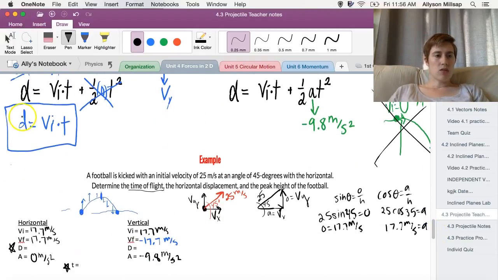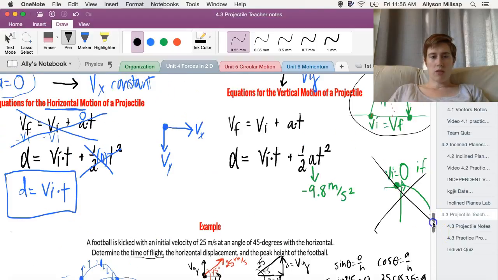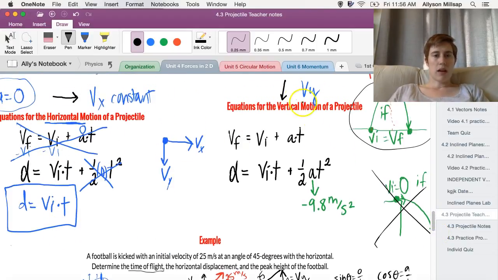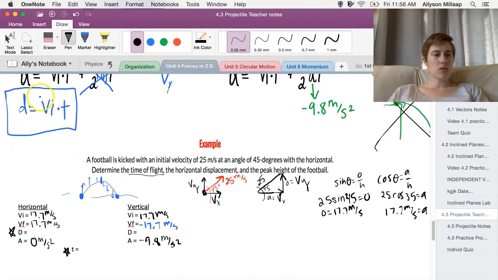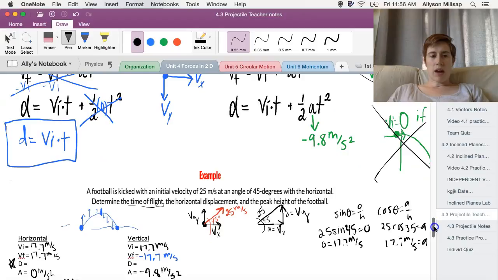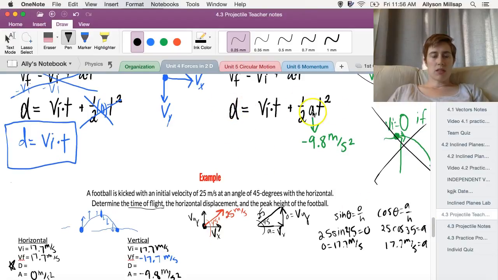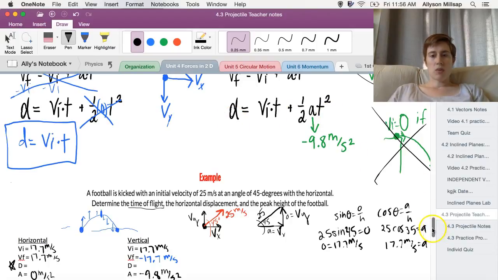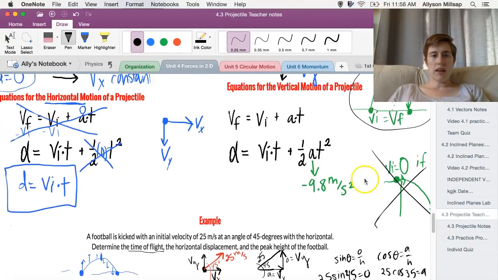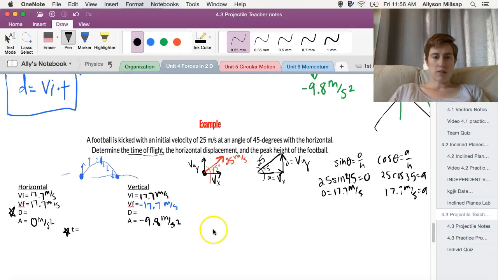Remember that the formulas on the left are my horizontal formula, and these are my vertical formulas. So my horizontal formula, D equals VI times T. I don't have T or D, so I cannot use this formula. So let's come over here on the right. We can use this formula to find distance, except we don't have time. So if we don't have distance, we don't have time, we can't use this formula. So we're going to use this one right here. VF equals VI plus AT.